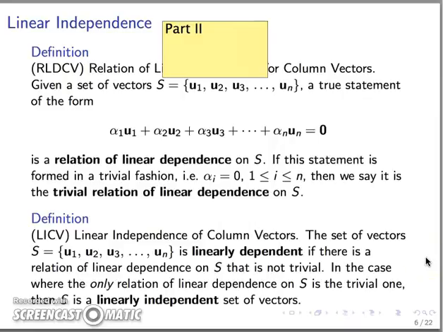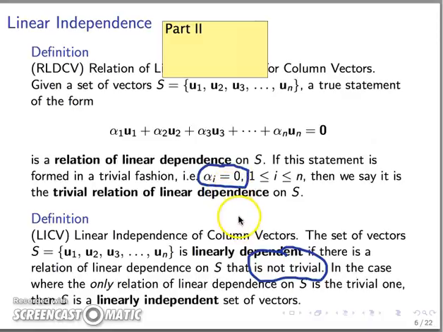The key in the classification of linear independence will be whether or not we can determine if there is a non-trivial relation of linear dependence. In other words, whether or not it's possible to find scalars, not all of them equal to 0. And in such case, if there is a non-trivial relation of linear dependence, then we would say, indeed, this is the case of a linearly dependent set.